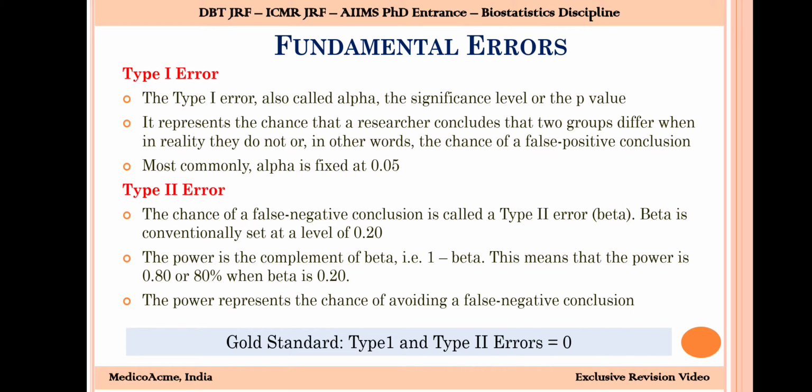So what happens in type 2 error? The data was false, but you have claimed it true. This is type 2 error. For a gold standard, type 1 and type 2 errors equal 0. Suppose we say a technique is the gold standard for the evaluation of something, then it will have the least type 1 and type 2 error, equal to 0. So no type 1 error, no type 2 error. This is basically about the fundamental errors.